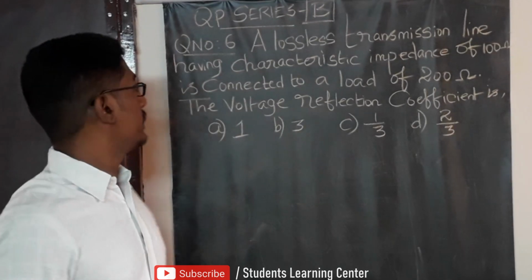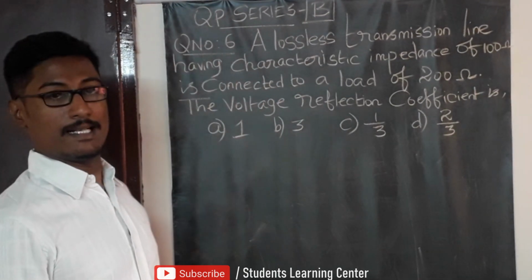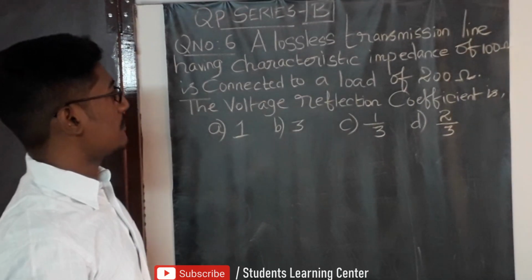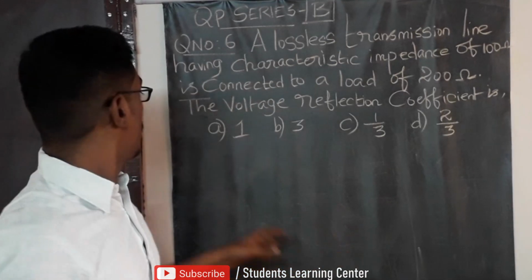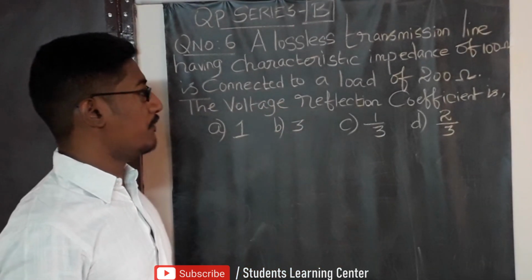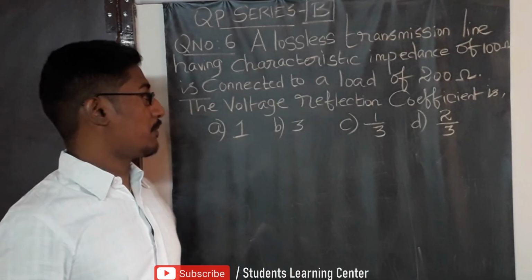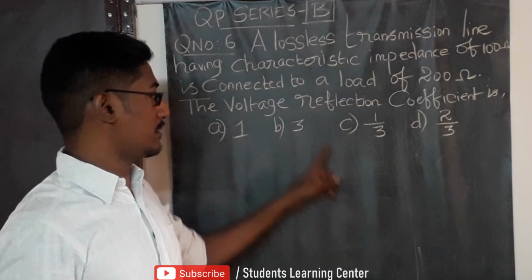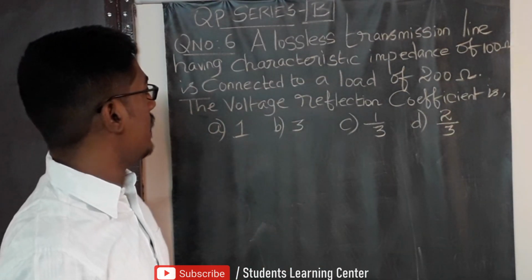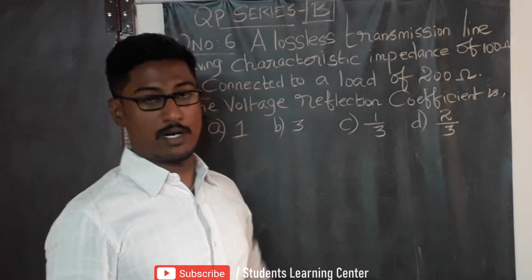The first question is from question paper series B, question number 6. A lossless transmission line having a characteristic impedance of 100 ohm is connected to a load of 200 ohm. The voltage reflection coefficient is? The problem asks for the value of the reflection coefficient. They have given the characteristic impedance of 100 ohms and the load of 200 ohm.